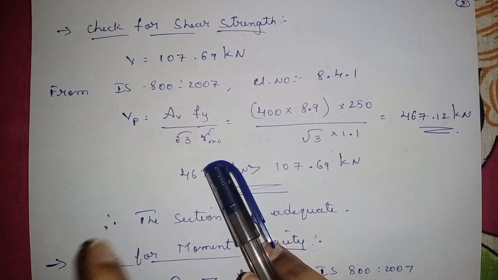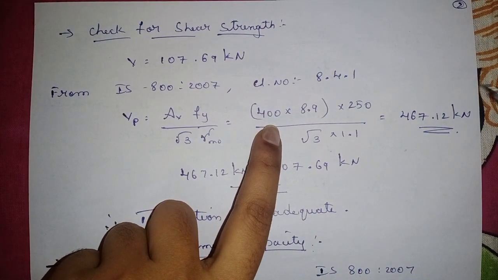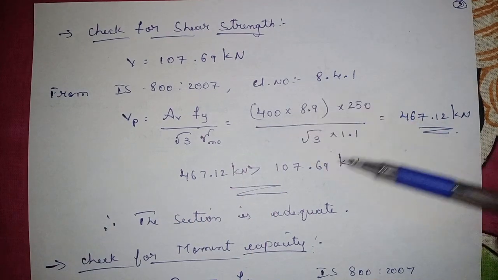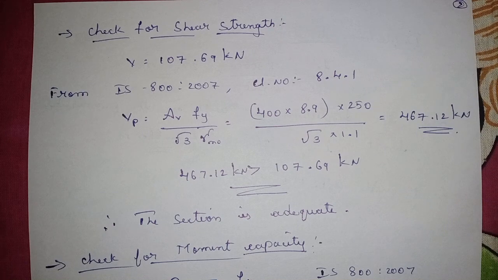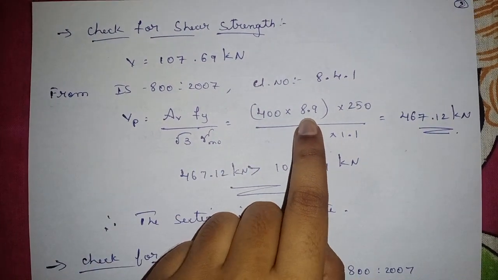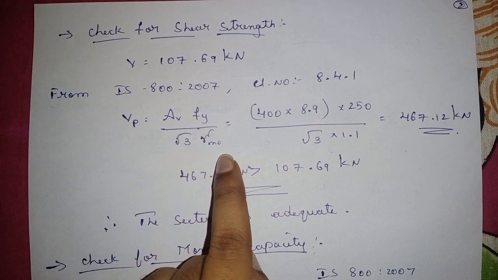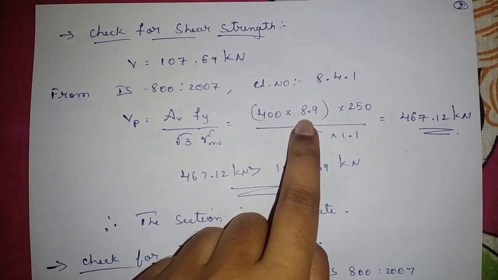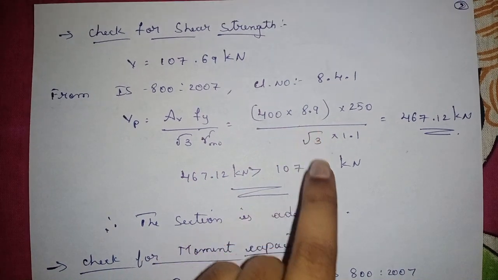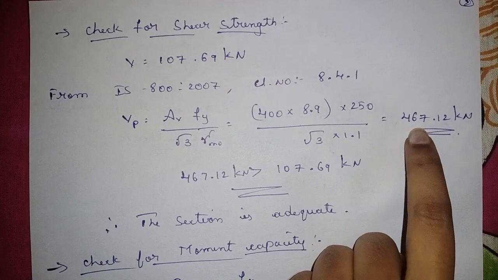So what is the area? How do you calculate area? The height is 400, so 400 into the thickness of the web. Web you need to take because it is shear; shearing action will occur in the web. So we need to take the thickness of the web here, into 250 divided by square root of 3 into gamma m naught. This you have already written, tw, thickness of the web. So that you will get calculated.